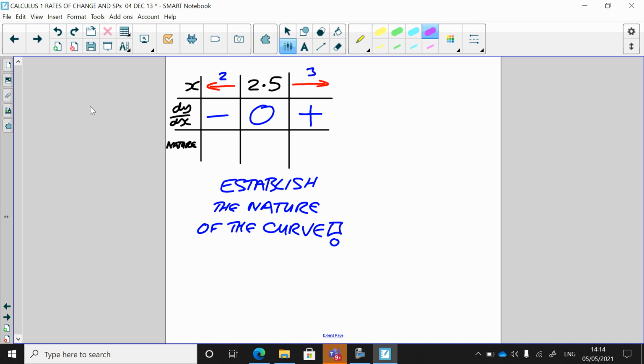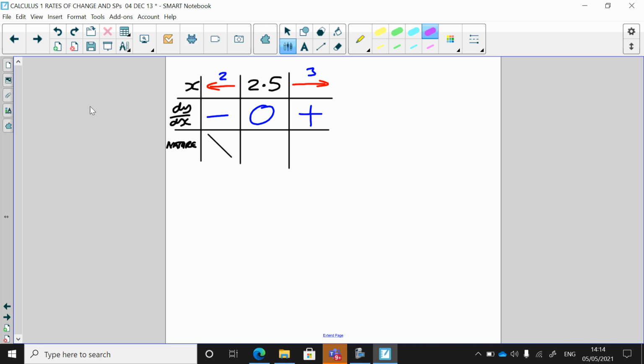So we're looking at the signs here, and we'll basically think about gradients and think about lines. If you've got a negative gradient, the line would go down left to right. If you've got a zero gradient, it'd be going straight across horizontally. Lastly, a positive gradient, it'd be going up. So that looks as if it's tracing out a minimum turning point. That's what it looks like here. So here, we're going to say we've got a minimum turning point at x equals 2.5.